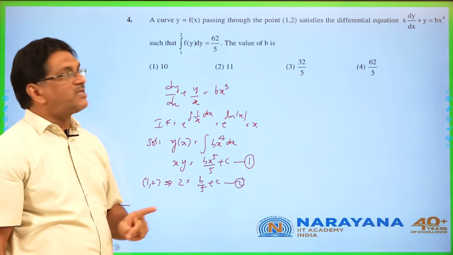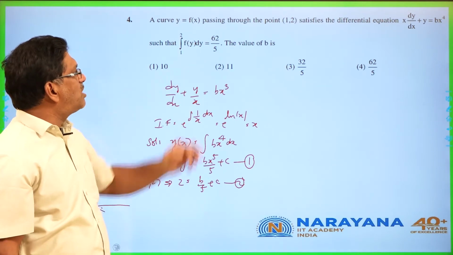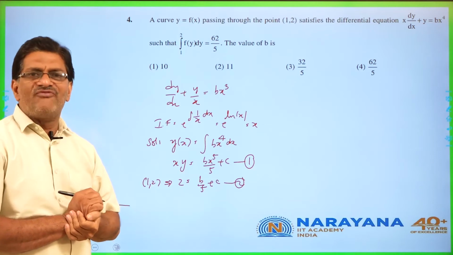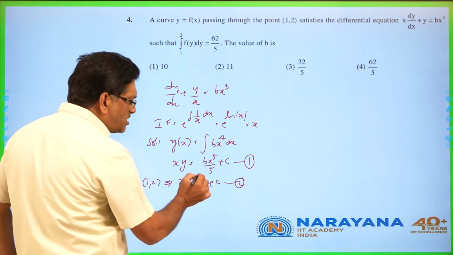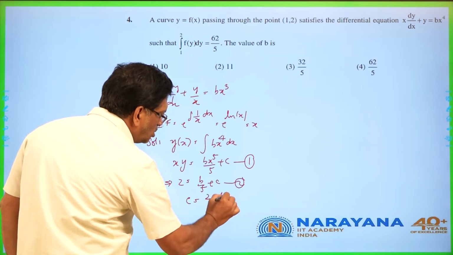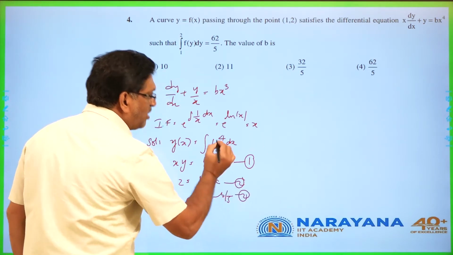Since two unknowns are there, this is the reason he has given one more condition. It is not f of y dy, I think. It is f of x dx only. So either b or c you express: c equals 2 minus b by 5.